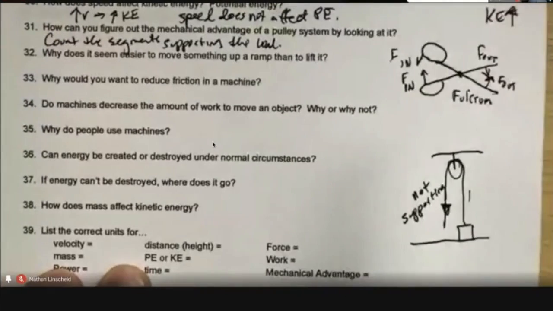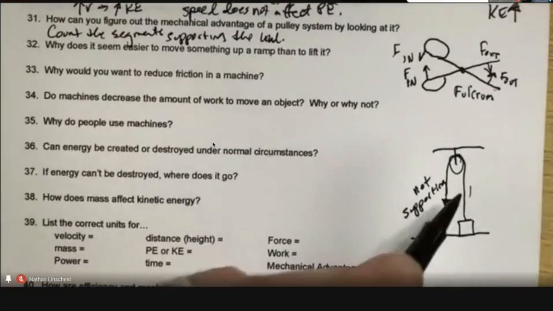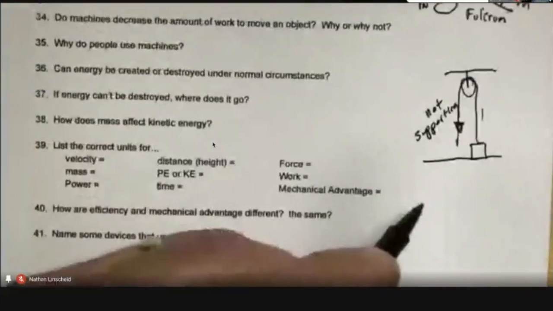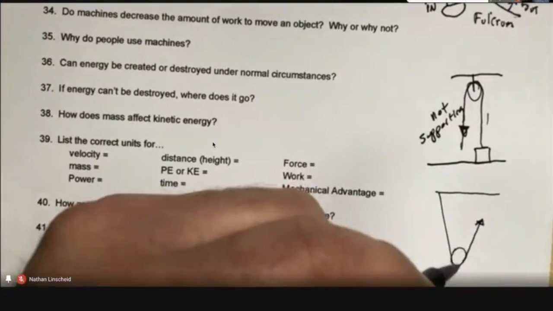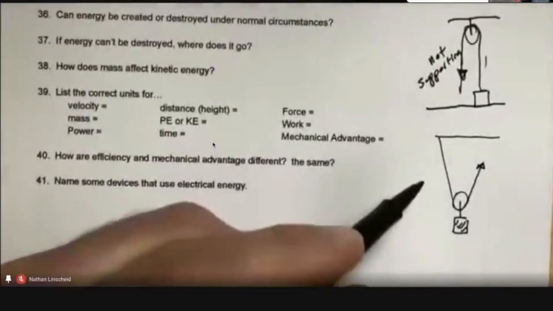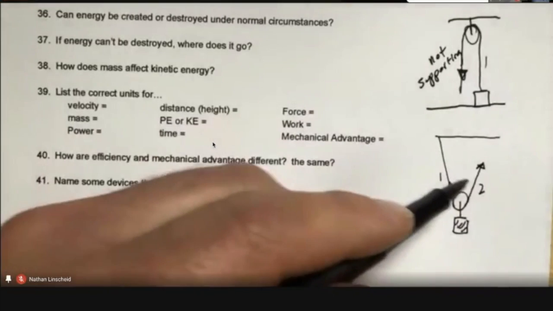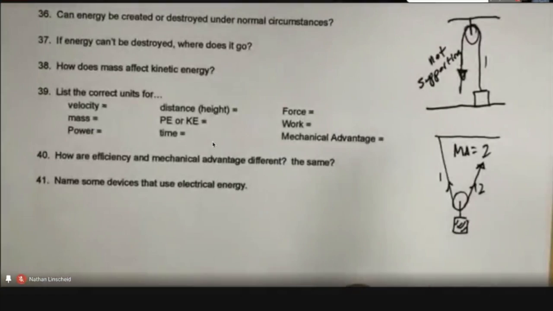Refocus here. There we go. Not supporting, but this one is. So this would have a mechanical advantage of 1. Now, let's say I have a movable pulley. Right. Now, in this case, there are 2 segments, 1, 2, both of them providing upward force on the load. This would be an MA equal to 2, whereas this is an MA equals 1 situation.